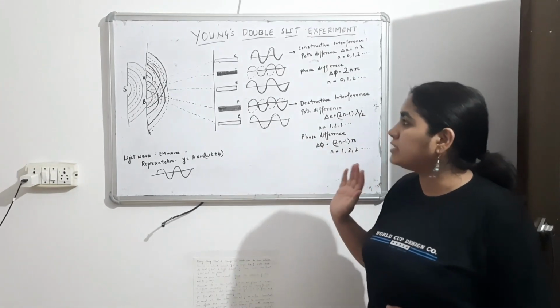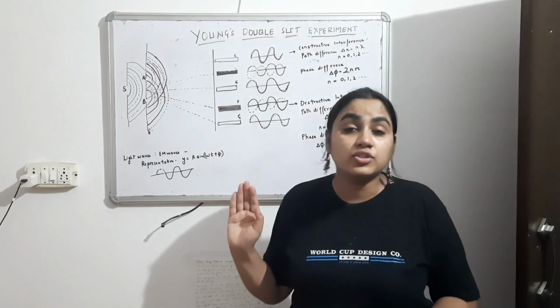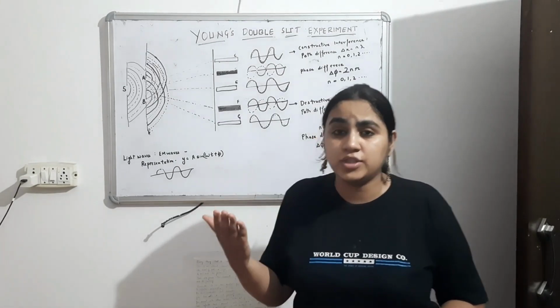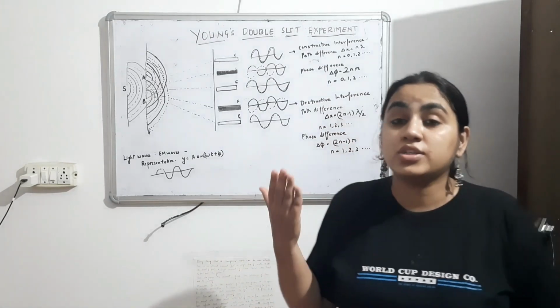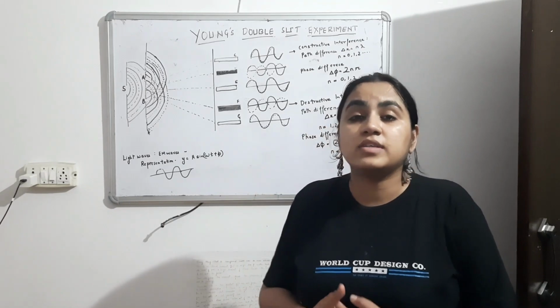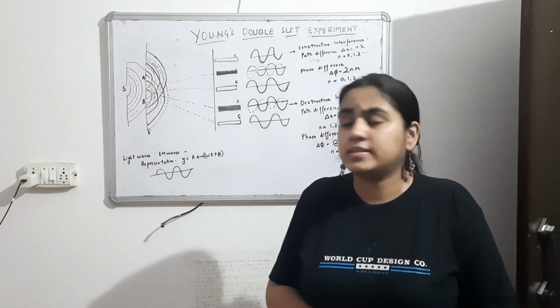Let me also tell you one more point: interference of light tells us that light has wave nature. While light has a dual nature, wave nature as well as particle nature, interference of light gives us the wave nature of light, along with diffraction, etc.